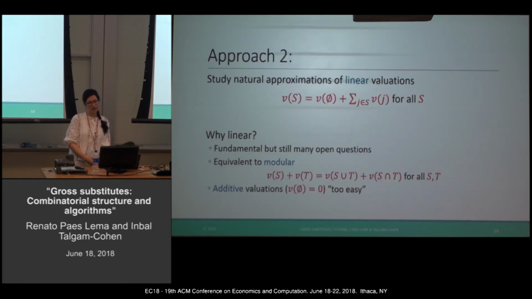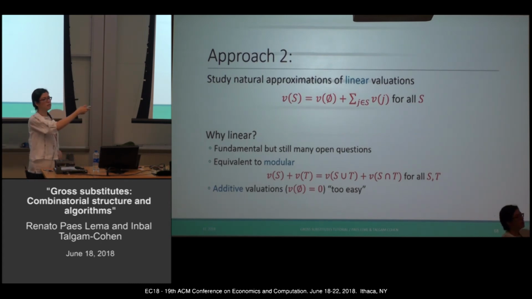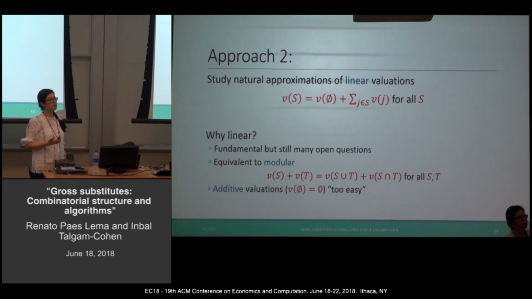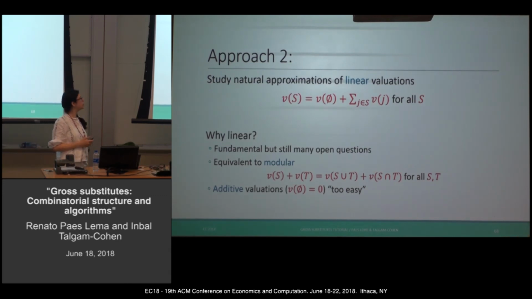So as I said, let's just forget about gross substitutes. Let's look at linear evaluations. Just to remind you, this is a valuation that is defined by one value for each one of the items, and the value for a set is the sum of the values for the items plus some offset. Why linear? Well, it's fundamental, but it still raises a lot of open questions. It's equivalent to modular. So valuation V is linear if and only if the modularity equality holds.